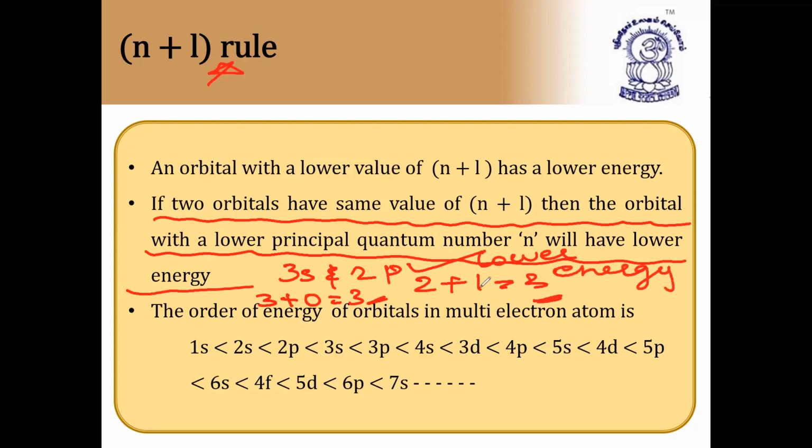So the orbital with the lower principal quantum number n will have lower energy if two orbitals have the same n plus l values. The order of energy is very, very important. All these orders, you have to write the same. This order is based only on the Aufbau principle. And what is the n plus l rule? An orbital with a lower value of n plus l has lower energy, and an orbital with a higher value of n plus l has higher energy. So this is the final order for writing the electronic configuration of atoms.